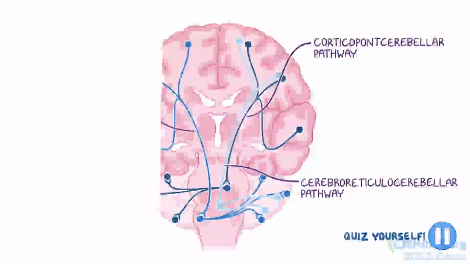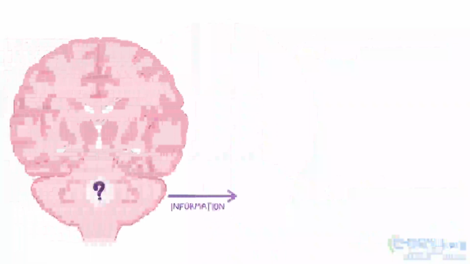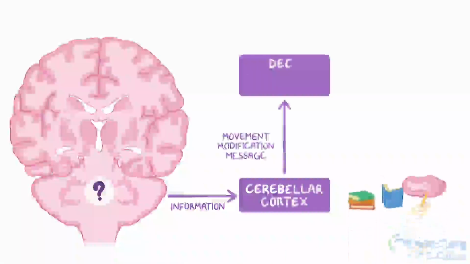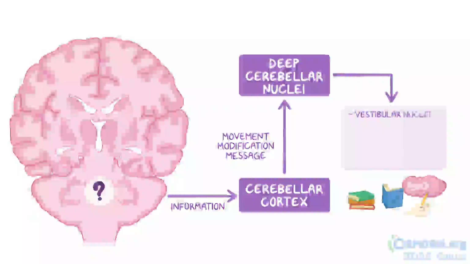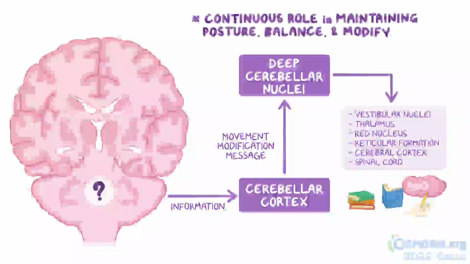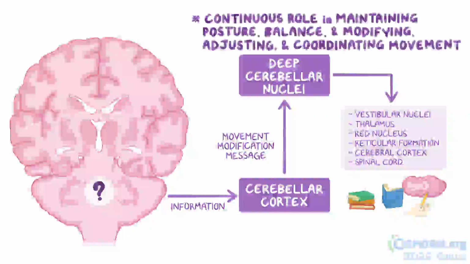So now that we've discussed the major afferent pathways of the cerebellum, what does the cerebellum do with all of the information it's received? Well, the cerebellum processes this information, and the cerebellar cortex relays a movement modification message to the deep cerebellar nuclei, which then sends signals along different efferent fibers to places such as the vestibular nuclei, thalamus, red nucleus, reticular formation, cerebral cortex, and the spinal cord. In doing so, the cerebellum plays a continuous role in maintaining posture, balance, and modifying, adjusting, and coordinating movements of the body.